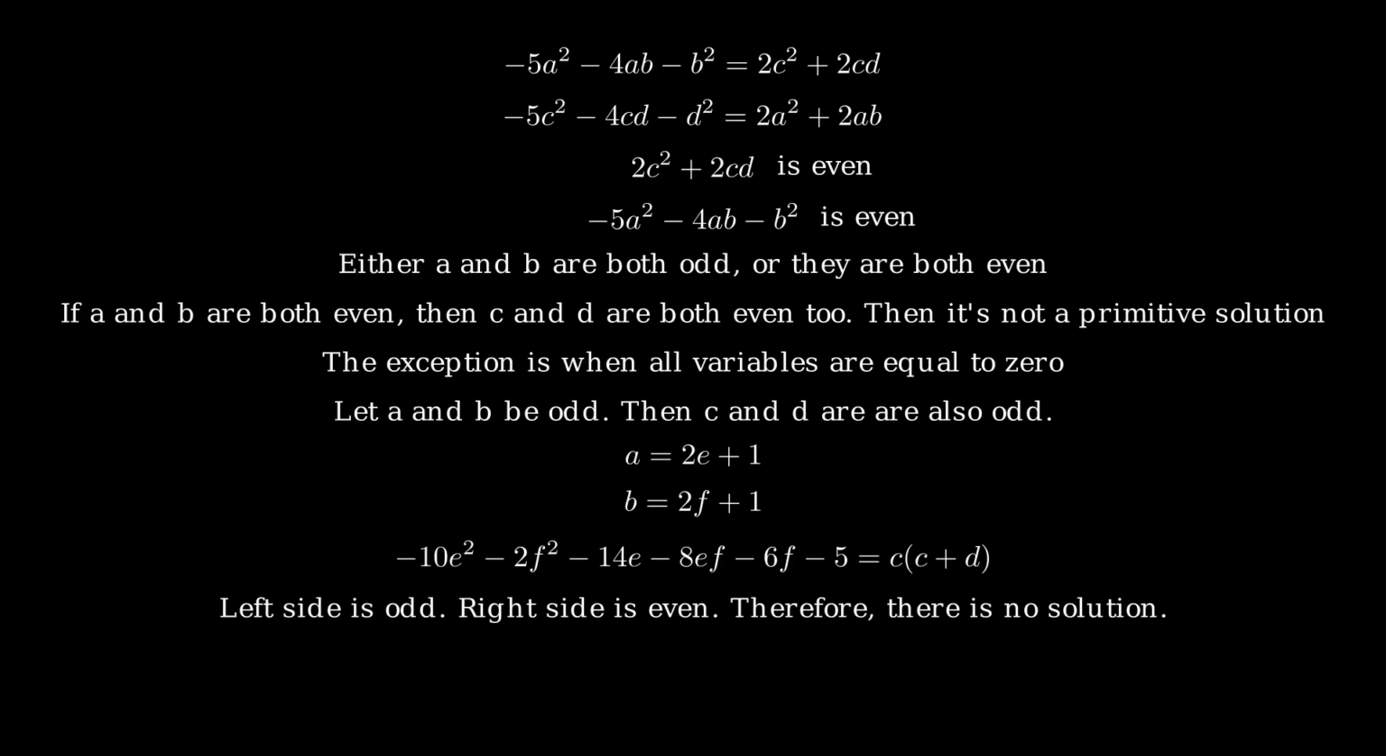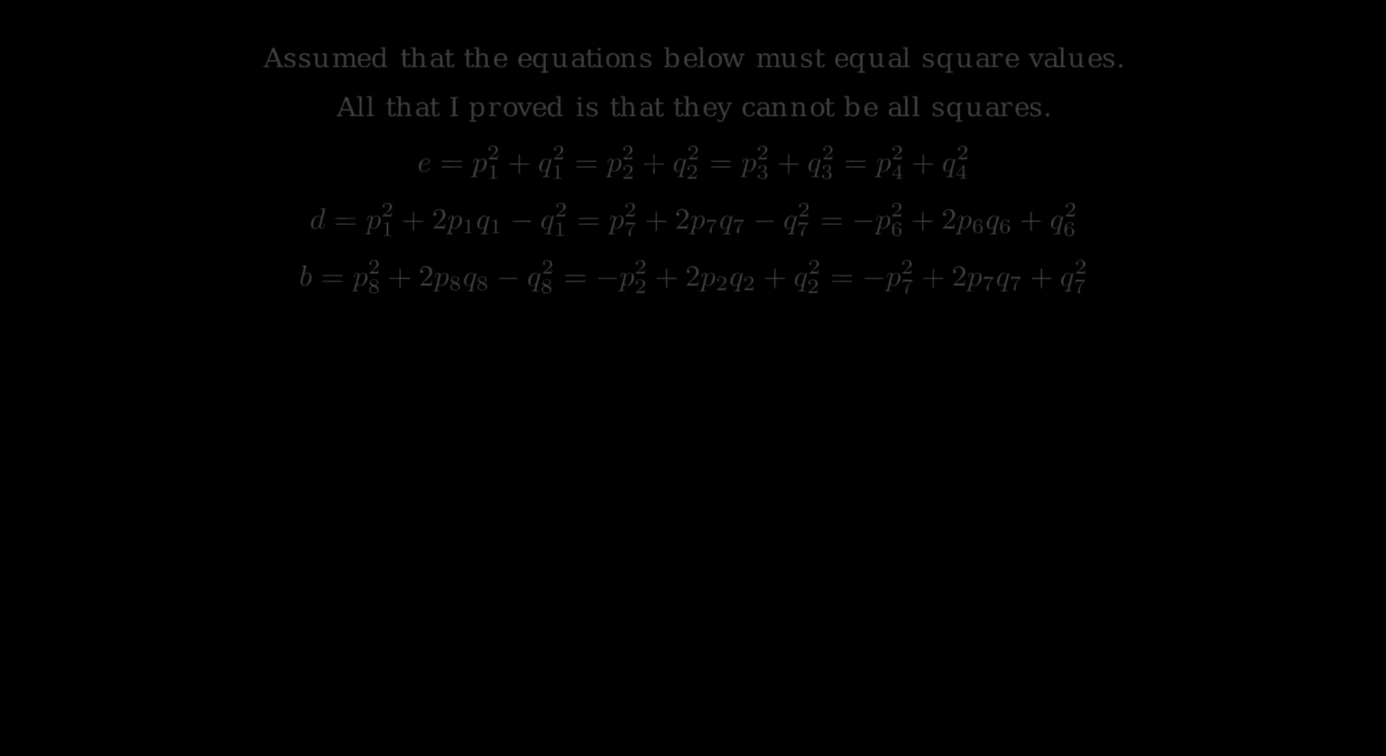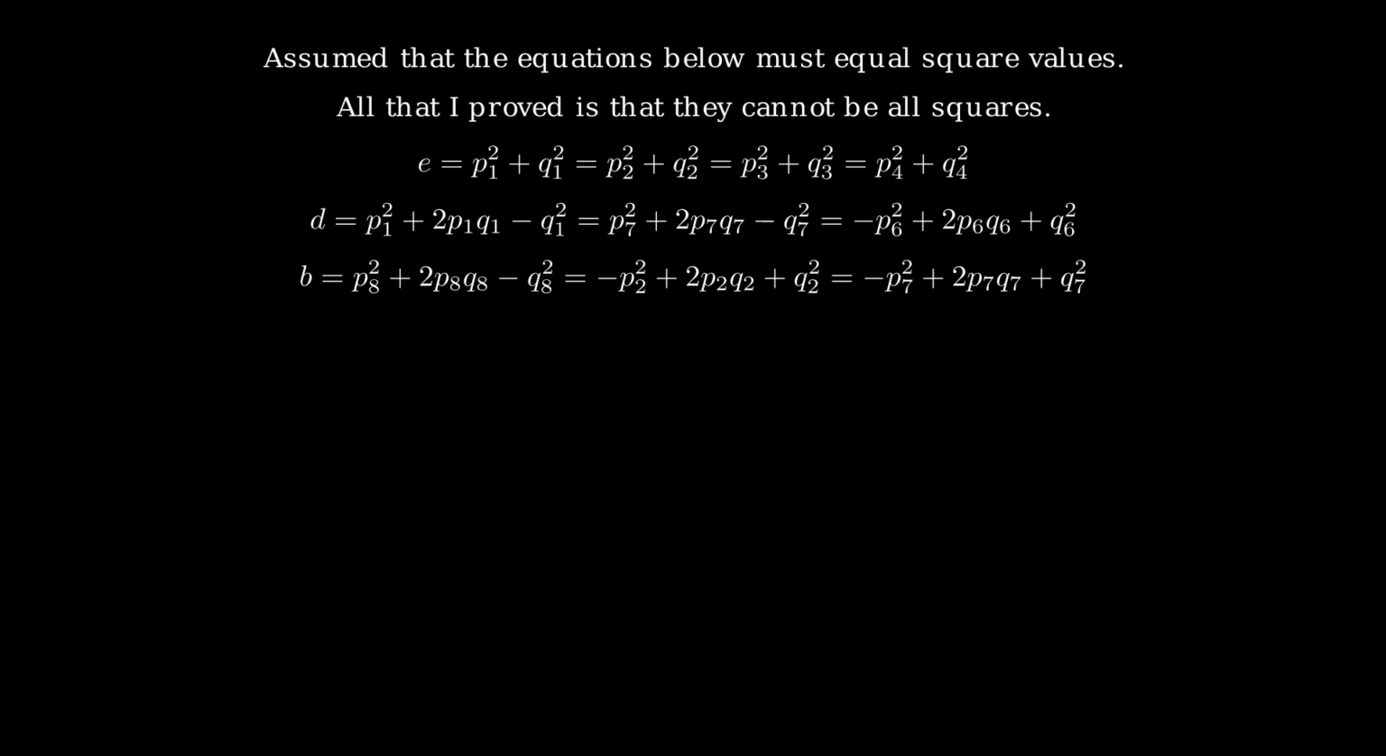So is that it? Did I prove there's no solution and finally solve this unsolved problem? Not quite, because I made an assumption about what the values of these equations must be. All I really did prove is that they cannot all be square values.